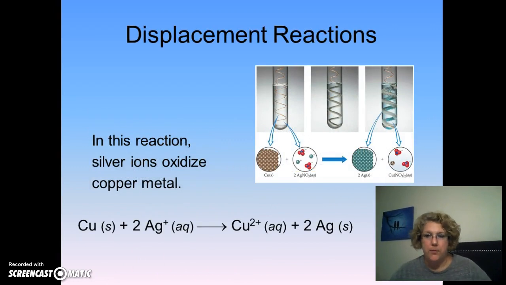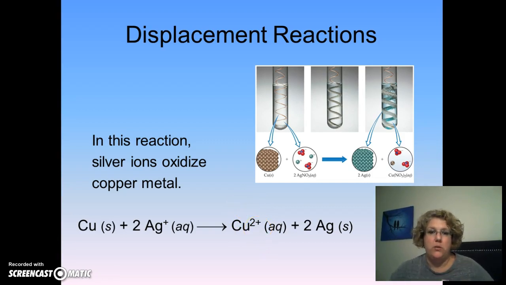So here's an example of a single replacement reaction, also known as cation replacement. If that sounds familiar, cations are what we call positive ions. And so in this example, copper goes from being neutral to being two plus. So it's oxidized and becomes a cation, a positive ion. So this is cation replacement.